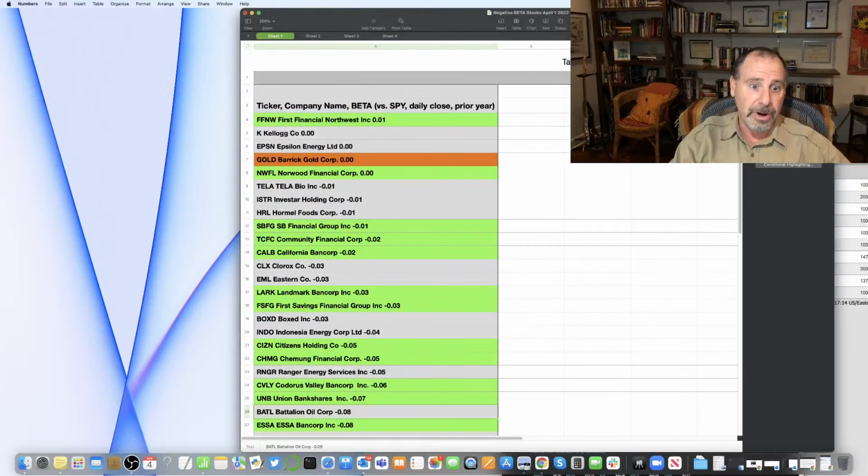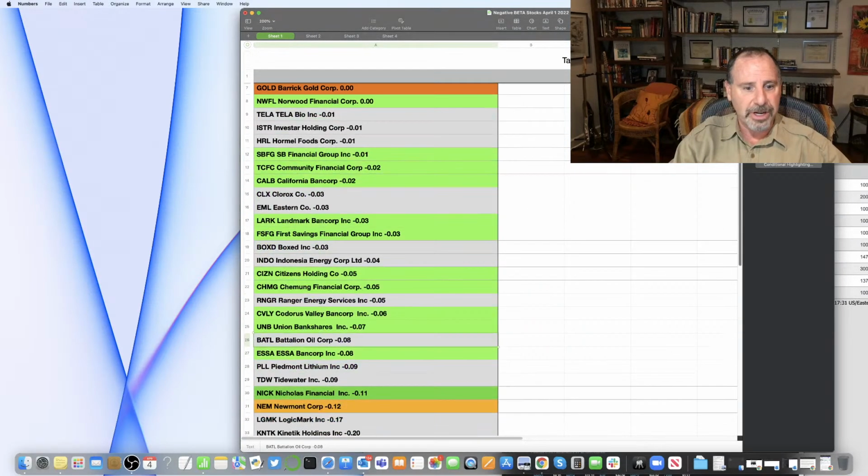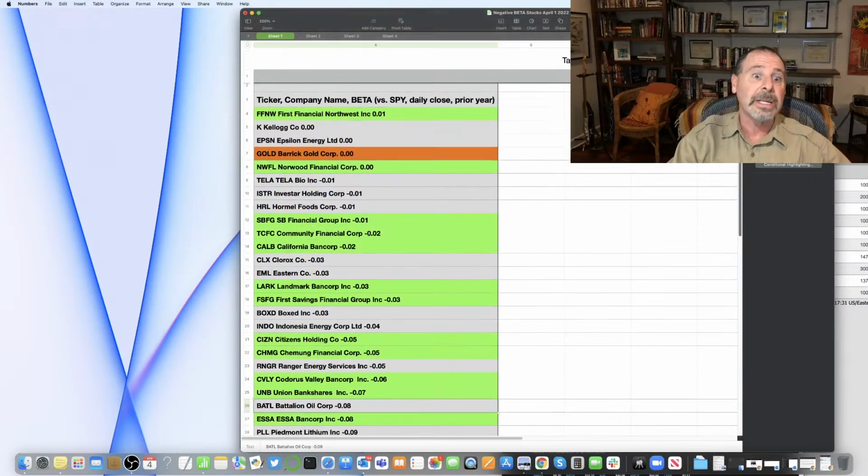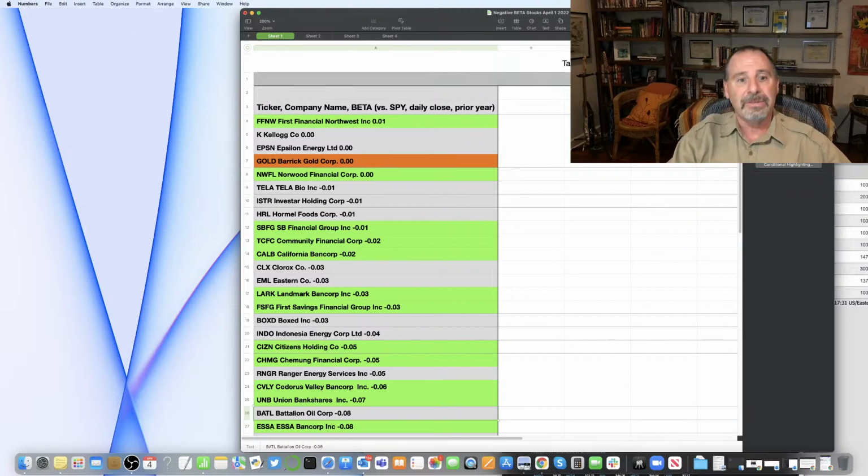So let's go back to our negative betas. Battalion Oil Corp, Ranger Energy, right? You've got some oil companies in there, right? And maybe they're doing well when the market does not. It's possible they have a lot of exposure, right? They haven't hedged out the oil prices. And then the rest of these are very minor negative beta stocks. So you're just looking at those over time.